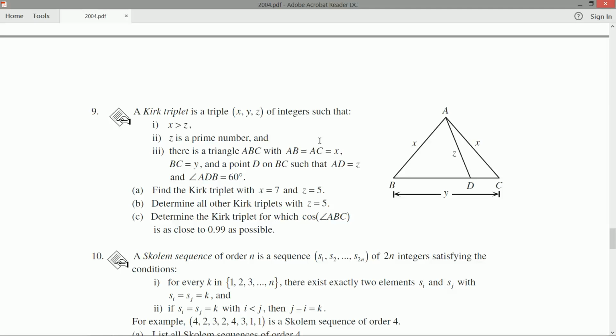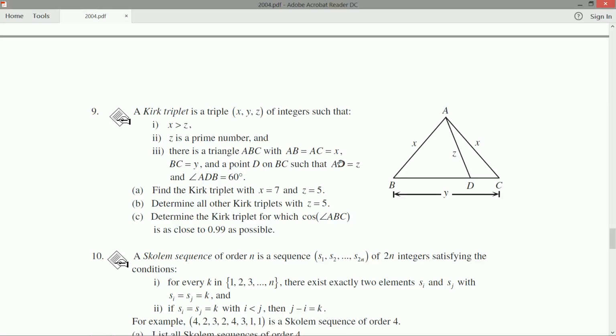X is greater than Z. That makes sense in our picture. Z is a prime number. And there is a triangle. Okay, this is where the picture comes in. There's a triangle ABC with AB equals AC equals X.